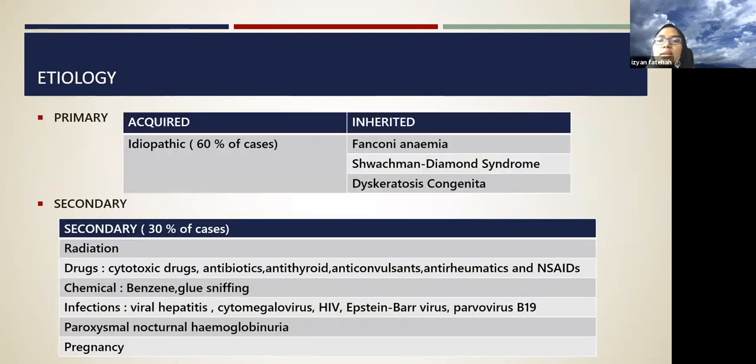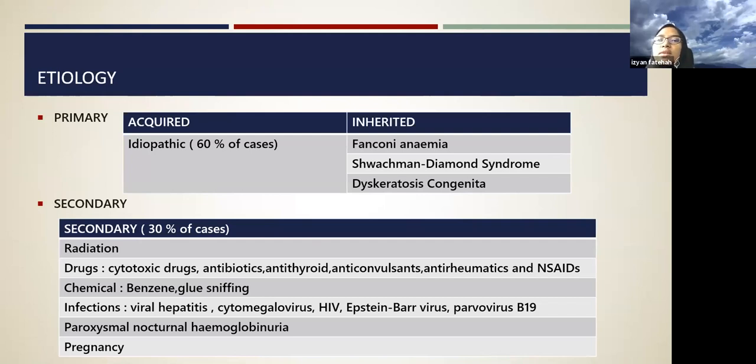Okay, next. For the etiology, it can be divided into primary and secondary causes. For primary, almost 60% of cases are idiopathic, meaning unknown. For inherited, the most common form is Fanconi anemia. It also can be due to Shwachman-Diamond syndrome and dyskeratosis congenita.